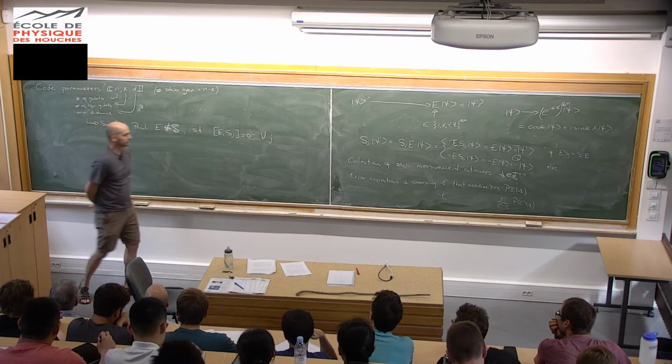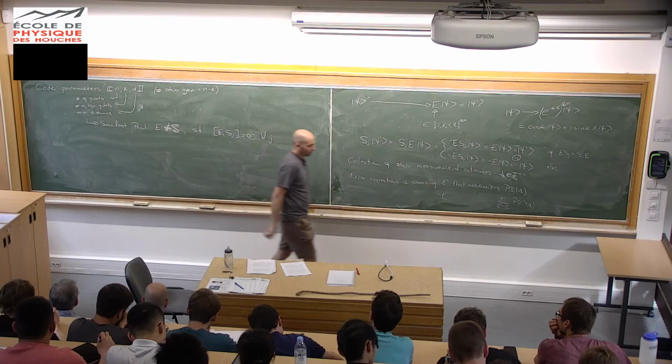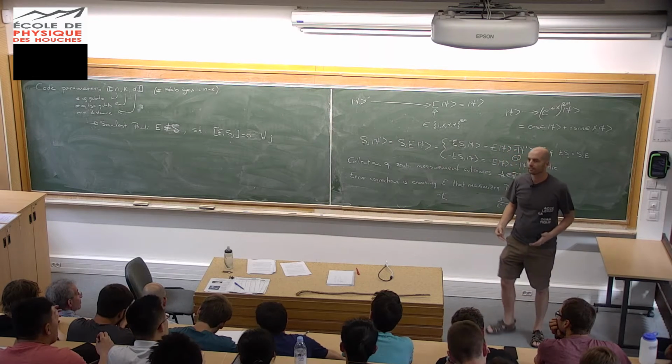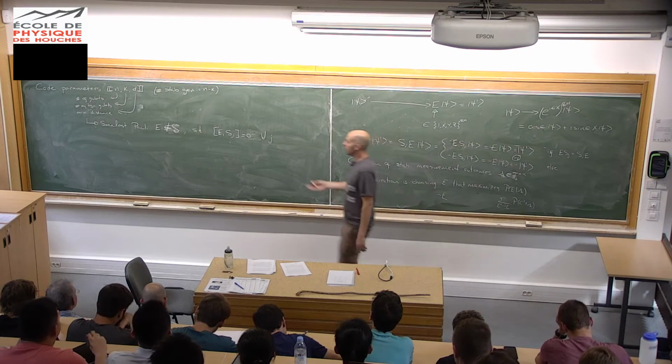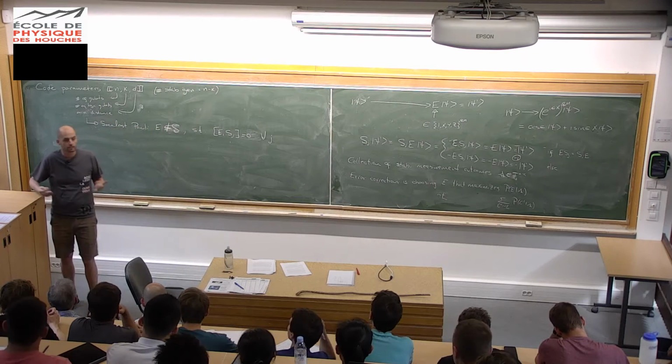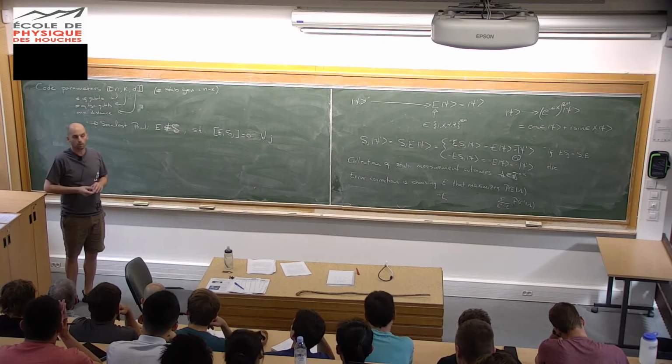Because the stabilizer effectively is the identity. It acts as the identity on the code space. So if you have an error that's a stabilizer, well, that's a harmless error. It doesn't do anything. So you don't want to be counting those.